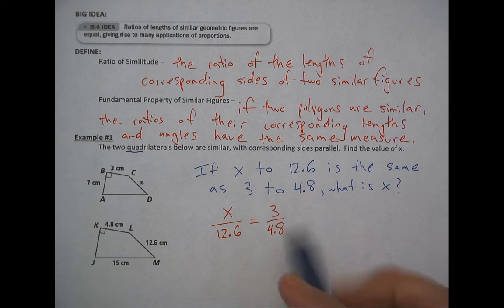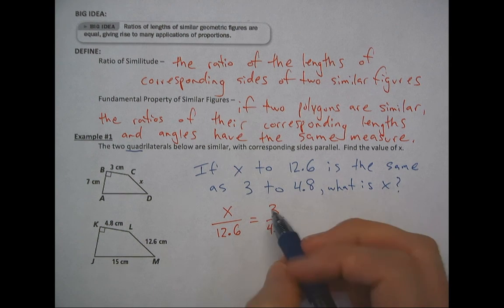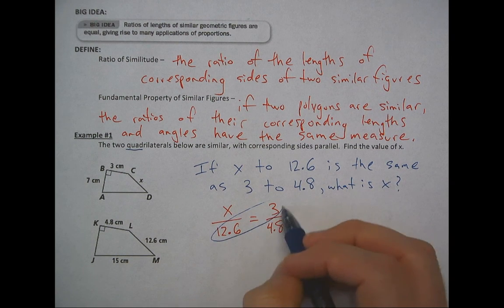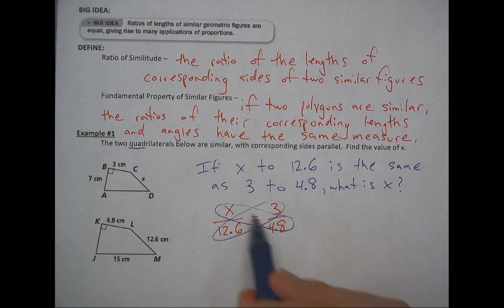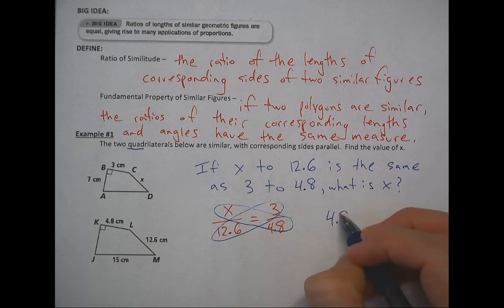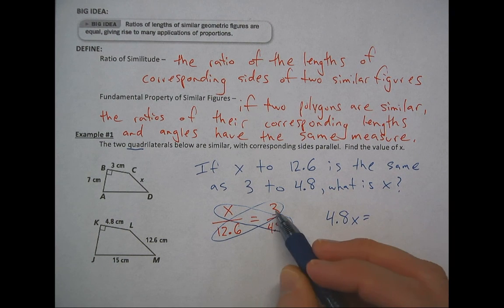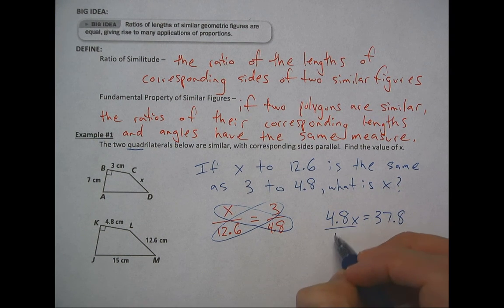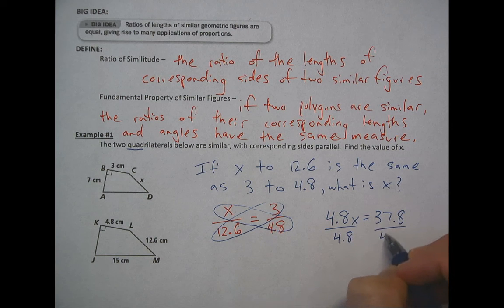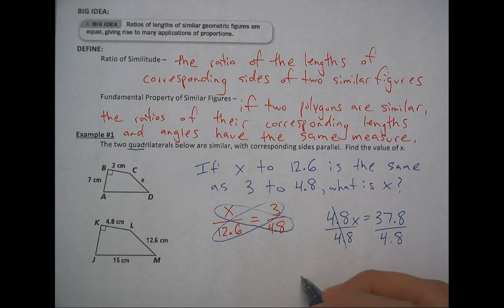Okay, so once I've got this set up, all I have to do is cross multiply, and I can get my answer. So across here, 4.8x. When I multiply these, I get 37.8. All I got to do is solve this now, so I'm going to divide by 4.8. And x equals 7.875 centimeters.